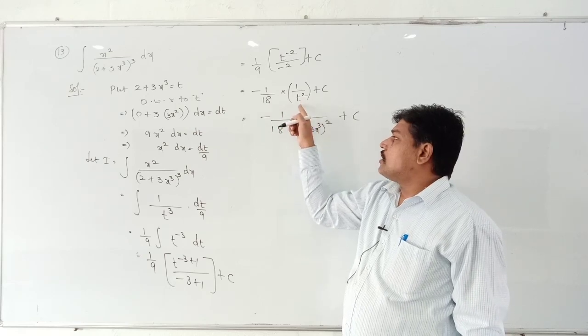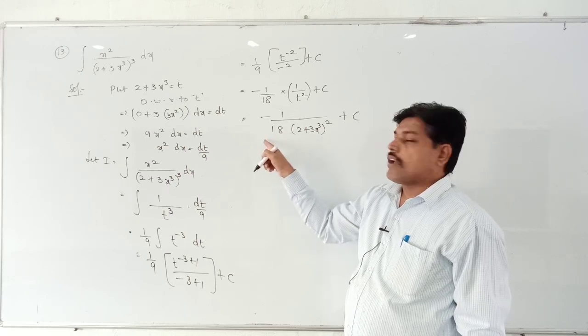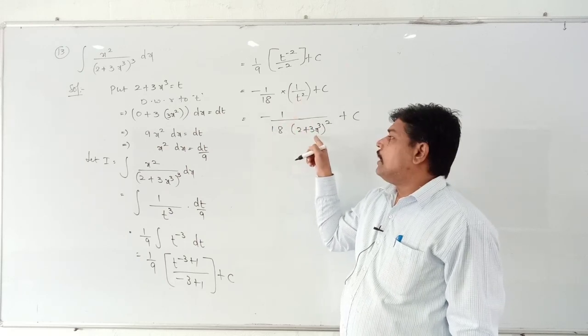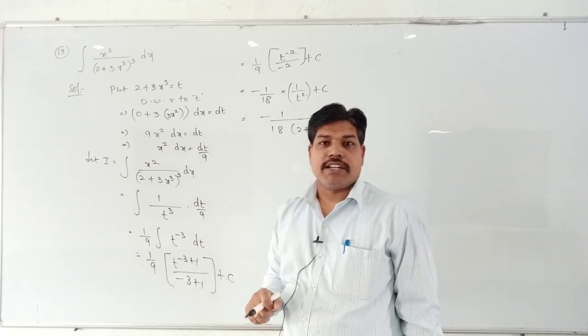So what is the t value? T value is nothing but 2 plus 3x cube. So just replace the value. So the final answer is minus 1 by 18 into (2 plus 3x cube) whole square plus c. So see that question, students.